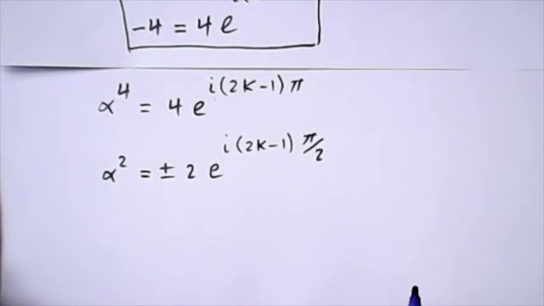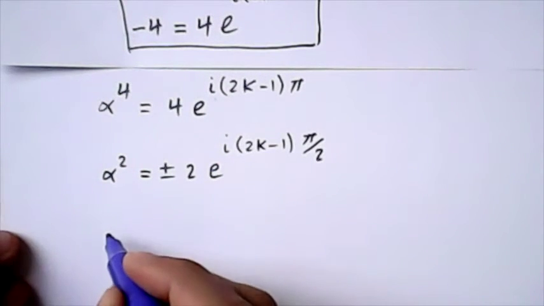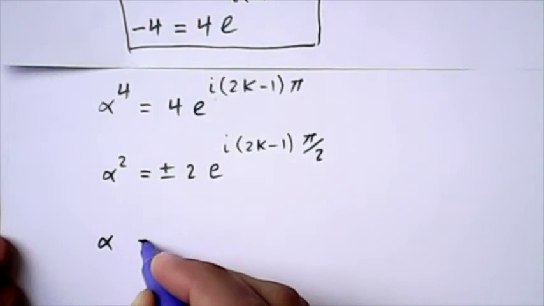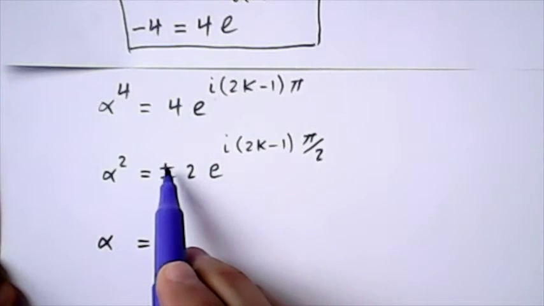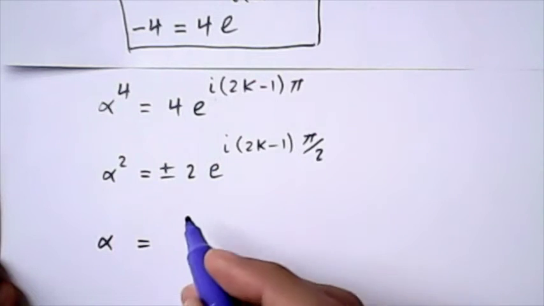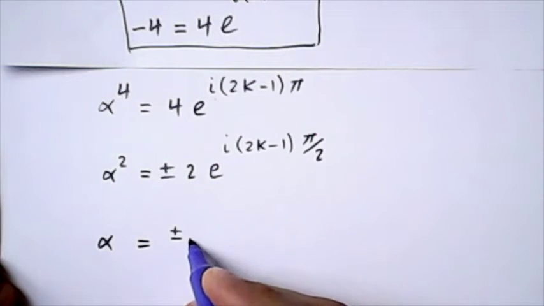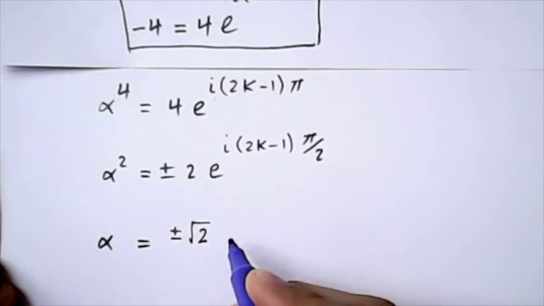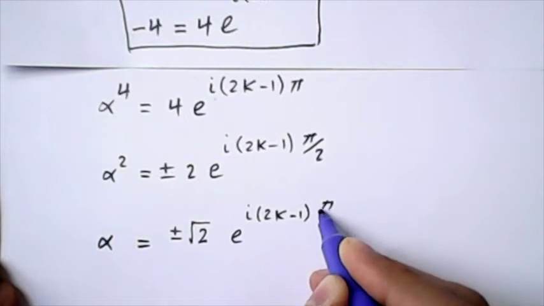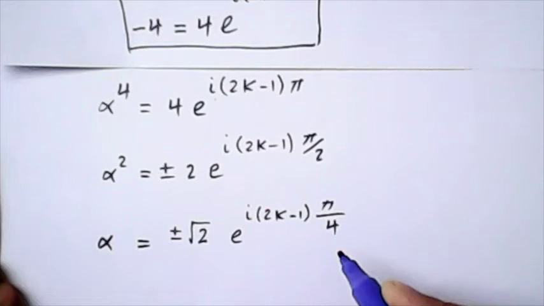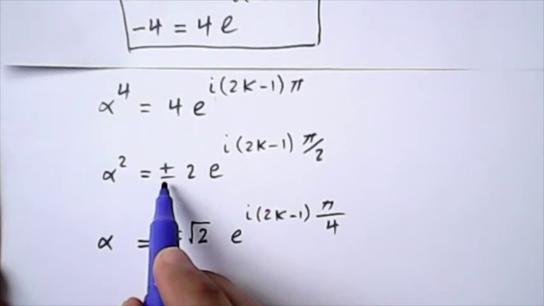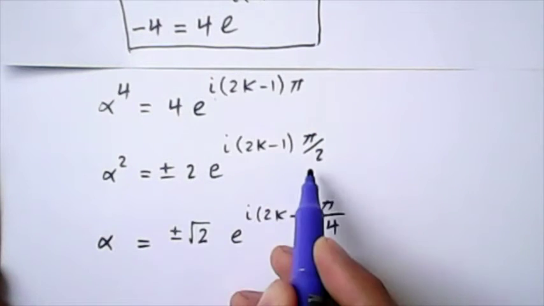Now let me take the square root again, but let's write it down. You'll see how it looks. Alpha would be equal to the square root of plus 2 times this, so it would be plus and minus square root of 2 times e to the power i(2k minus 1)π divided by 4. And then I'm going to take the square root of minus 2 times that.